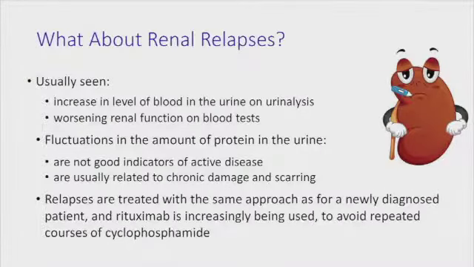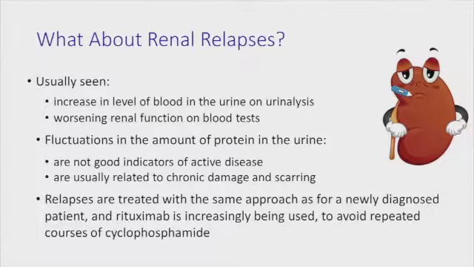So what about renal relapses? How do we know if the patient is having a relapse of the kidney involvement? What we usually see is an increase in the amount of blood in the urine, in the analysis of the urine, either in the lab or by dipstick. We also see a worsening renal function on blood tests, so the creatinine goes up and the GFR goes down.